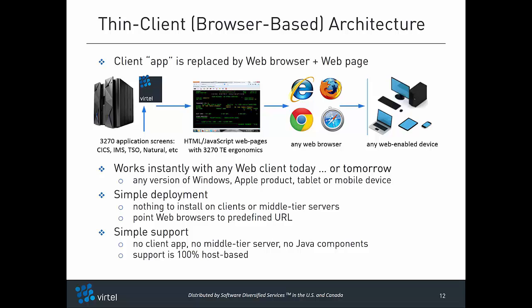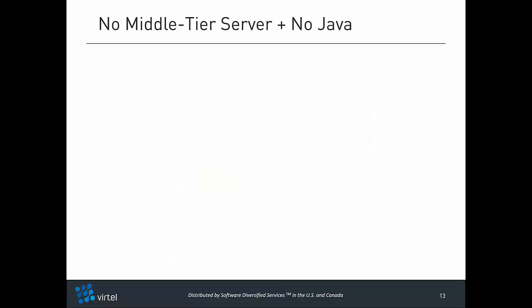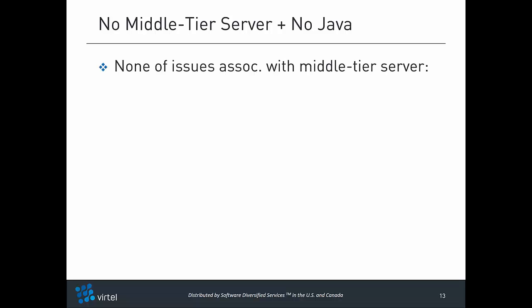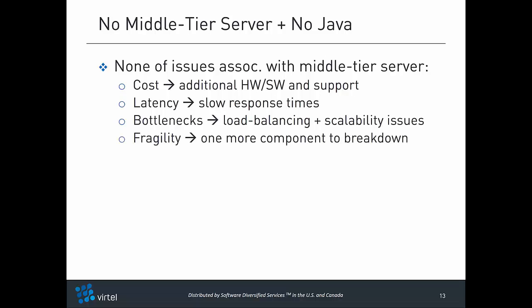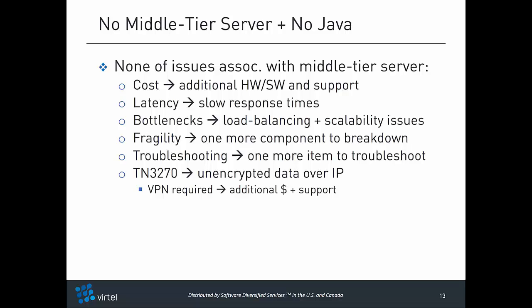And finally, Virtel Web Access architecture simplifies support because there is nothing to support outside the mainframe, no client app, no middle-tier server, and no Java components. And the support is 100% host-based. Unlike traditional terminal emulators, Virtel Web Access doesn't use middle-tier servers or Java components. It eliminates the issues typically associated with middle-tier servers, namely additional hardware, software, and support cost, additional latency, which can lead to slow response times, a potential for bottlenecks, load balancing, and scalability issues, additional complexity and fragility, additional components to troubleshoot when something goes wrong, and the usage of Telnet, which sends unencrypted data over IP connection, hence requiring the use of a VPN, which comes with additional costs and support requirements.